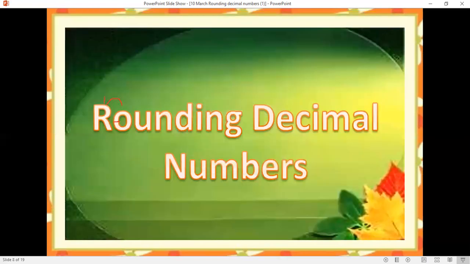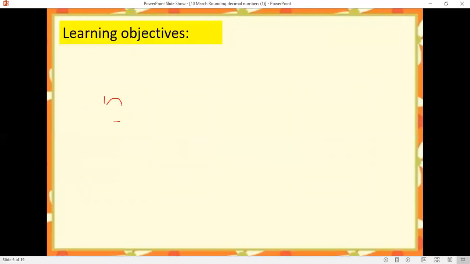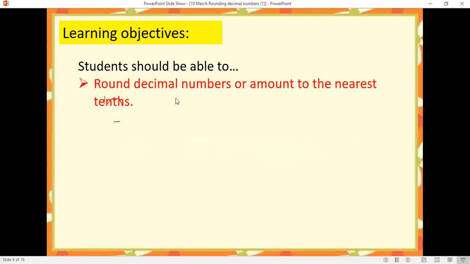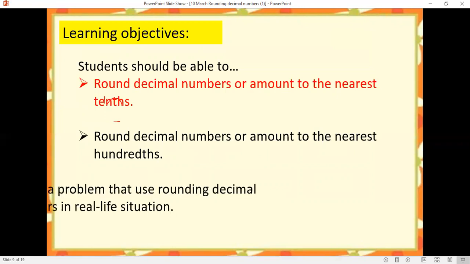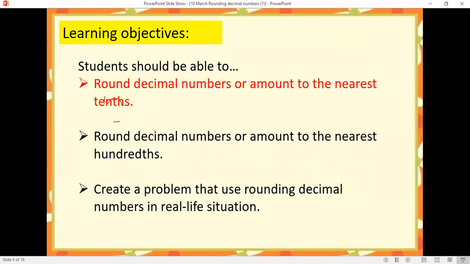Now, as I said, our lesson for today is rounding decimal numbers. And what are our objectives for today? After this lesson, you should know how to round decimal numbers or amounts to the nearest tenths or one decimal place. And then the next is to round decimal numbers or amounts to the nearest hundredths, or 2 decimal places. Okay? And also, you need to know how to solve problems.